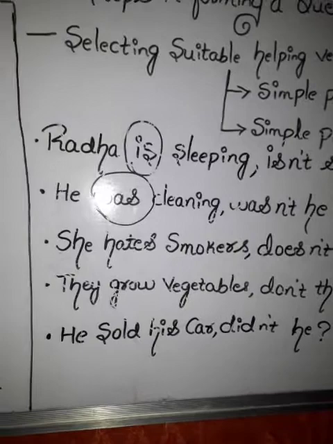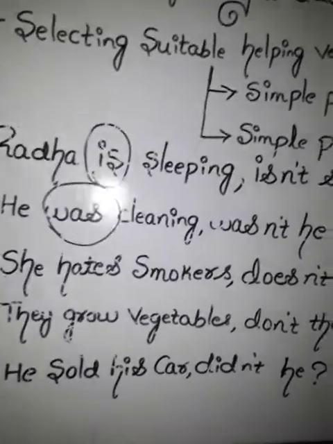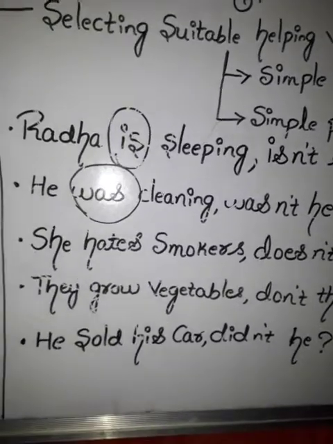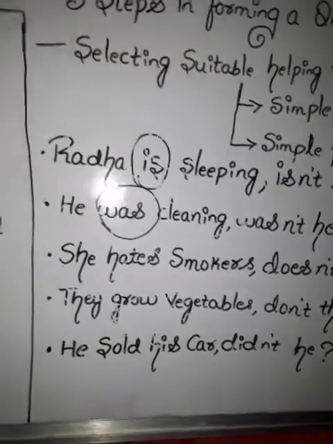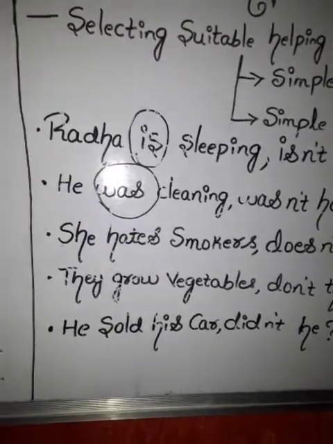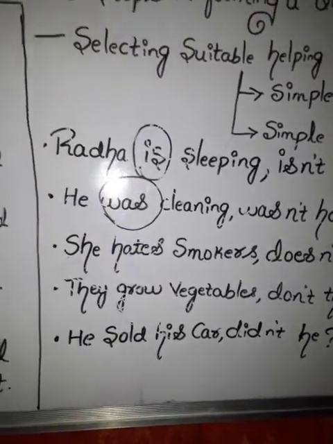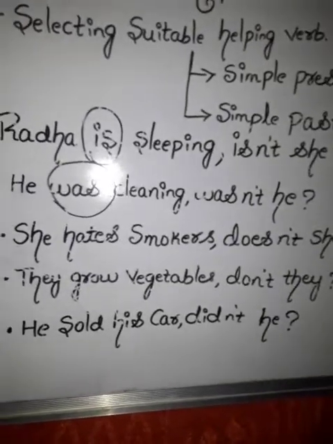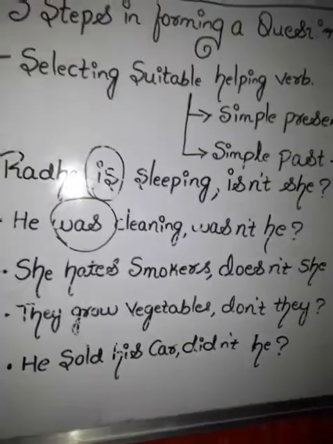Krishna went to movie yesterday. Here the main verb went is in simple past tense and the subject Krishna is singular. So we use didn't he.